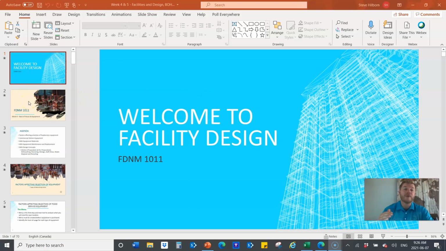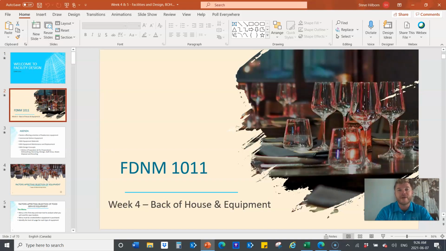Week 4 also is the first time that we're going to start talking about the back-of-house design in particular. So last week we talked a little bit about some of the universal design aspects, as well as customer flow, product flow, employee flow, and just how people and food move around these different operations. Now we're going to get into some of the actual back-of-house logistics, as well as equipment that can be used.